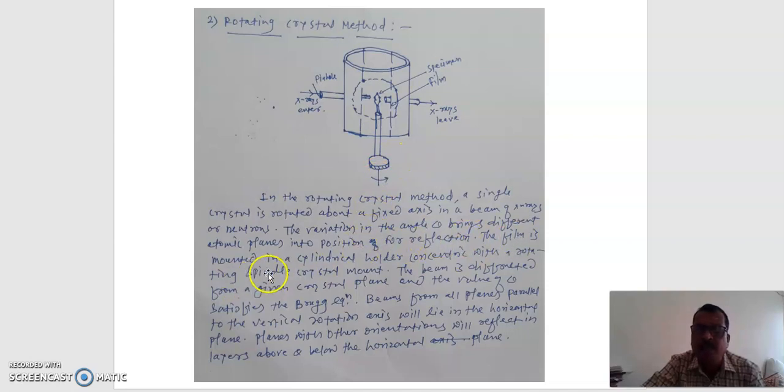The film is mounted in a cylindrical holder concentric with a rotating spindle crystal mount. The beam is diffracted from a given crystal plane and the value of theta satisfies Bragg's equation. Beams from all planes parallel to the vertical rotation axis will lie in the horizontal plane. Planes with other orientations will reflect in layers above and below the horizontal plane.